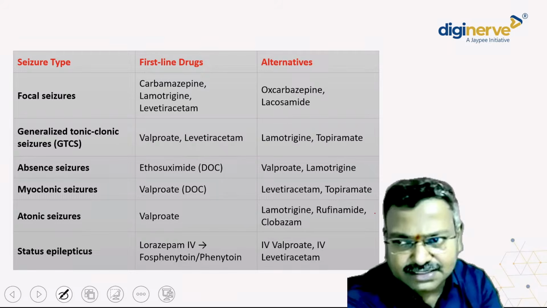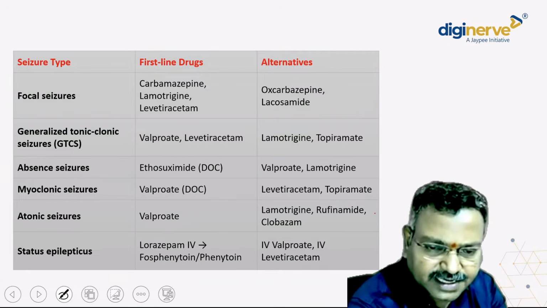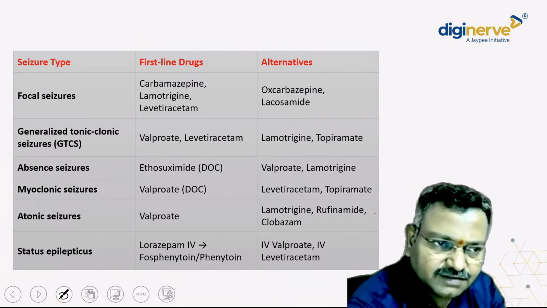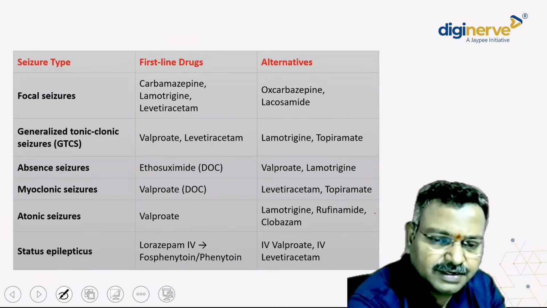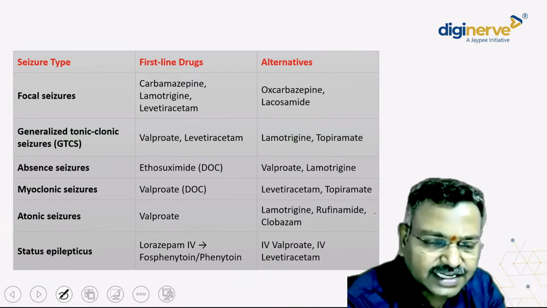Status epilepticus, a very common question asked. The first drug is benzodiazepines, lorazepam or diazepam, followed by phenytoin and fosphenytoin. If seizures are recurring, you can give levetiracetam. If not, phenobarbital. Then you may have to put the patient on muscle paralysis and ventilation.